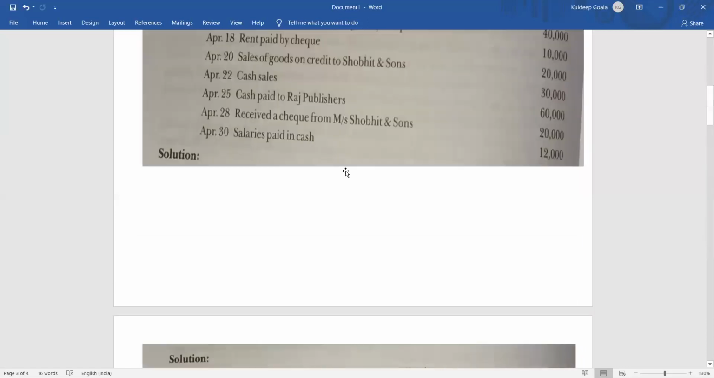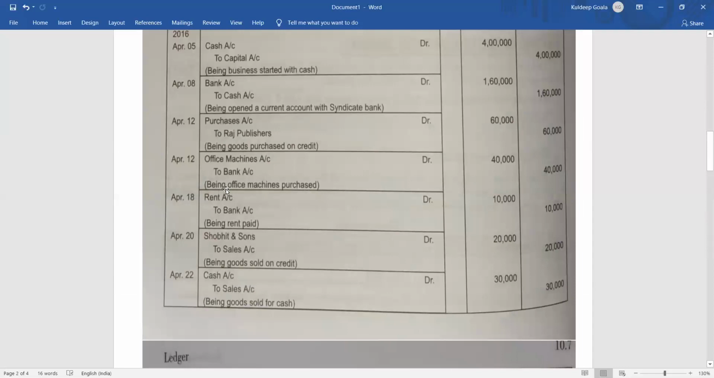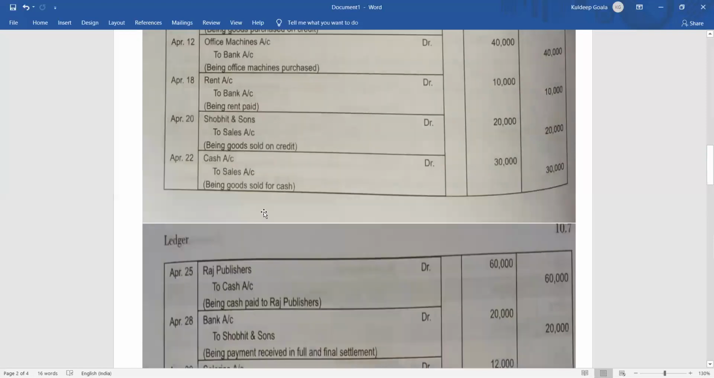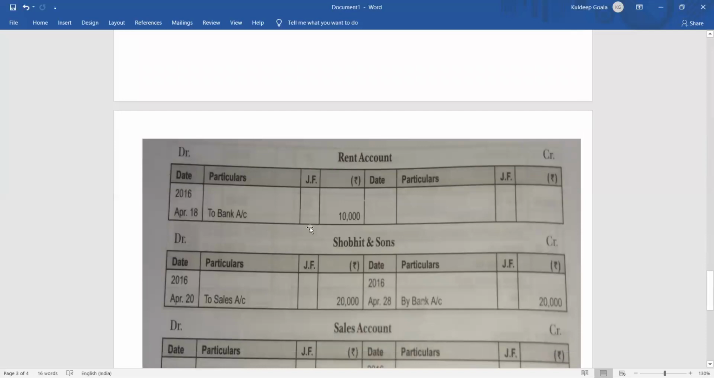Then coming to the next transaction, let's find out what it is. Rent paid by check. We made the rent payment by check, so rent is a nominal account, loss, debit. Check goes out, credit. So rent account debit to bank account, isn't it? Clear? So rent is debited, so go in the debit side of rent and write down what is in the opposite, credit. What is in the credit side? Bank. So what will you write in the debit side of rent? To bank. Clear? See, rent debited, so rent debit side to bank account.